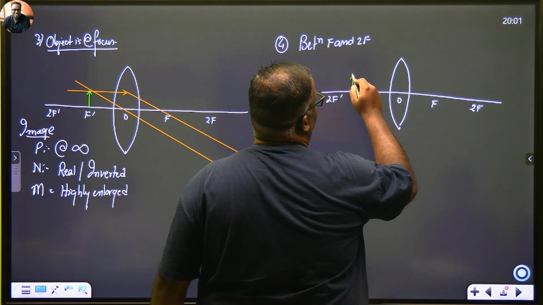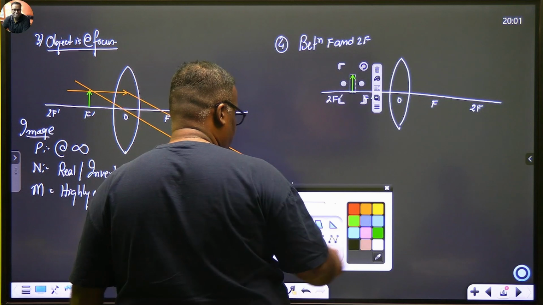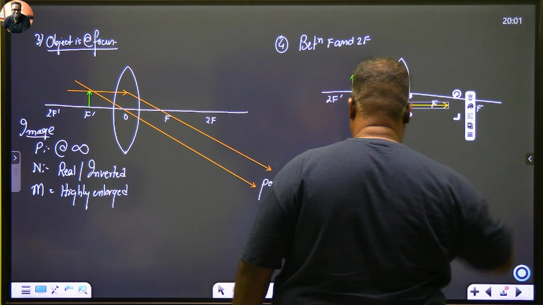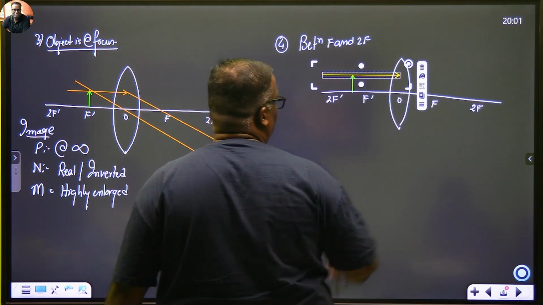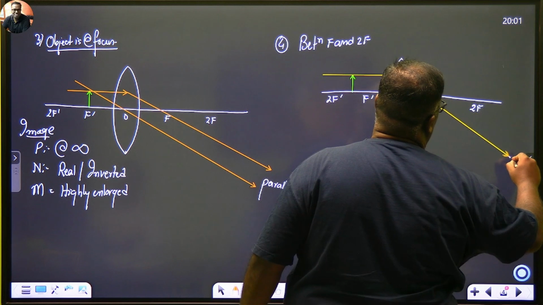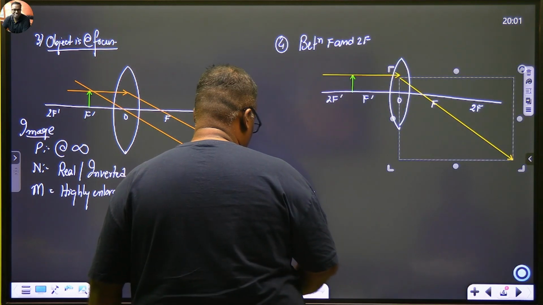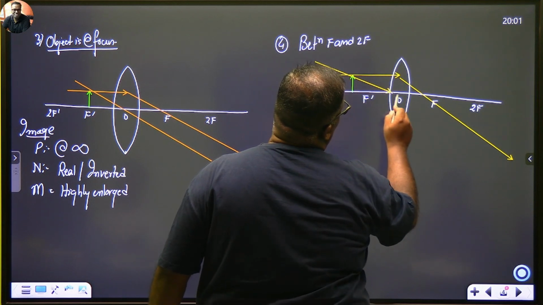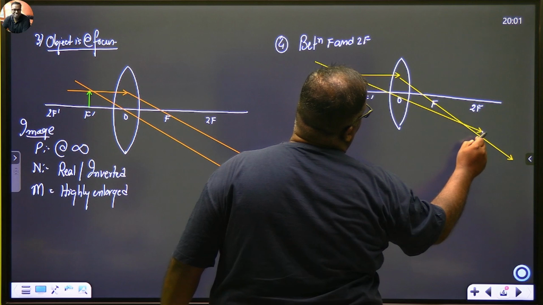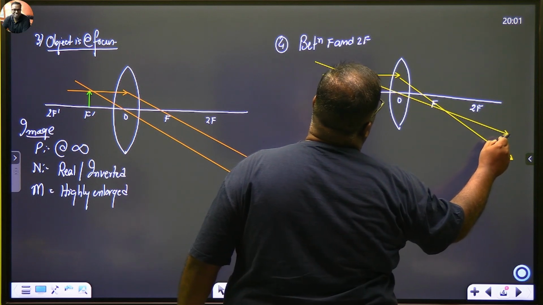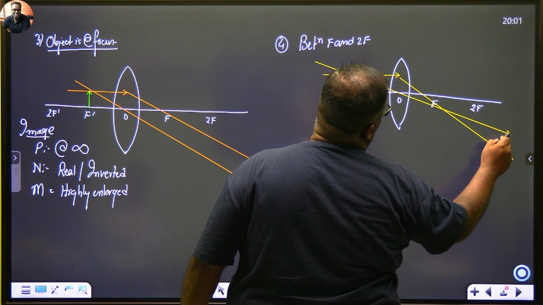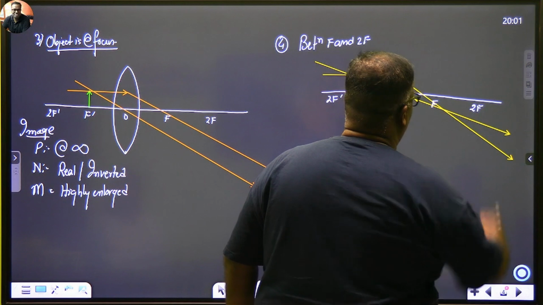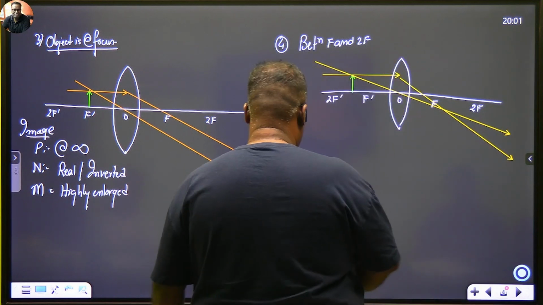Object is here. So let's do some jugglery again. A ray of light parallel to the principal axis will pass through the focus, right? And we use our favorite law. What is our favorite law? A ray that passes through the optical center. Again, some sort of jugglery will be required. The diagram is again distorted. It should have come beyond 2F.